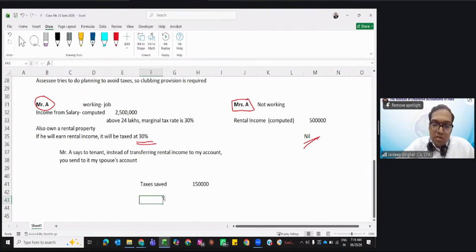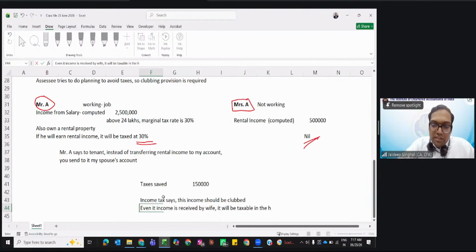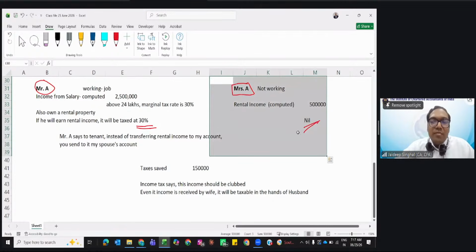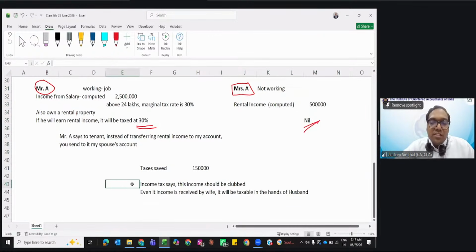Now, income tax says this income should be clubbed. Even if income is received by the wife, it will be taxable in the hands of the husband. Now, has income tax nullified the planning? Even if Mrs. A is receiving the income, it will be taxable as income of Mr. A. This is known as clubbing.